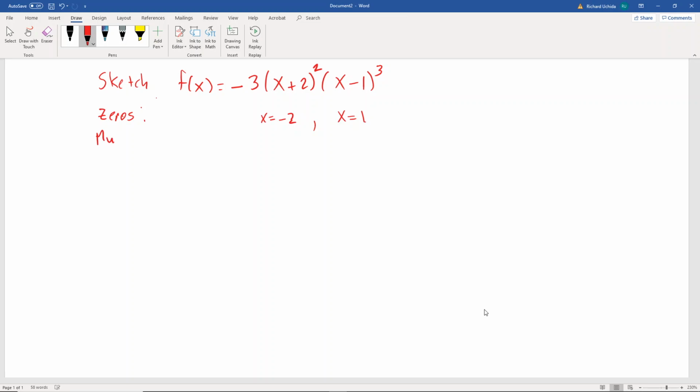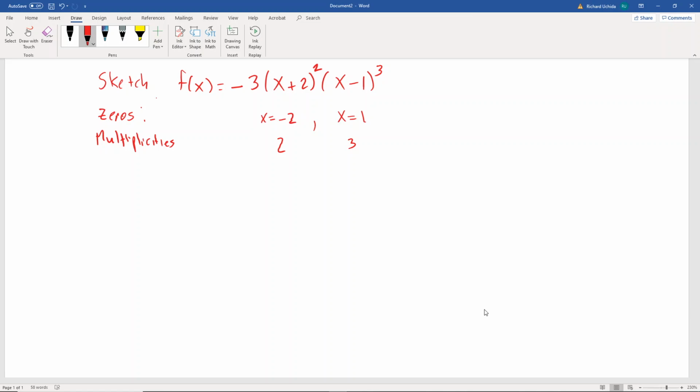Now the multiplicities of those individual zeros: for -2, the degree of that factor is 2, so that would be the multiplicity. Similarly, for x equals 1, the degree of that factor is 3, so that would be the multiplicity of that zero. So that tells us that at -2, since it has an even multiplicity, it will touch but not cross, or bounce, as some students like to say, at that x-intercept. And at 1, since it has an odd multiplicity, it will cross at that x-intercept.